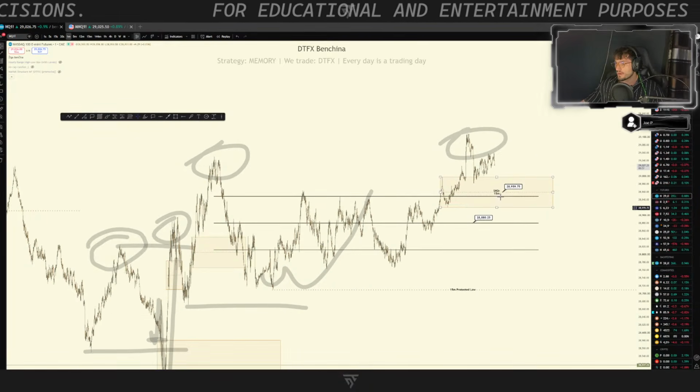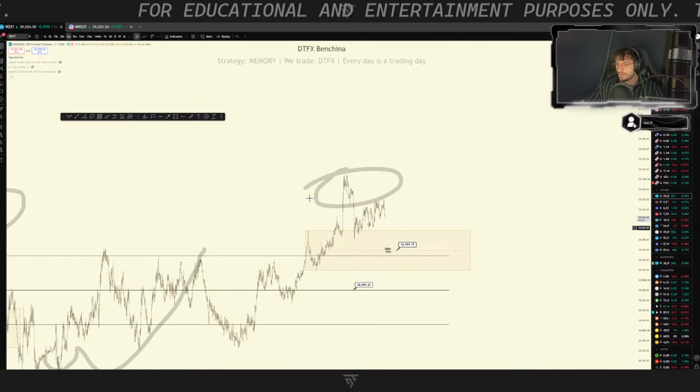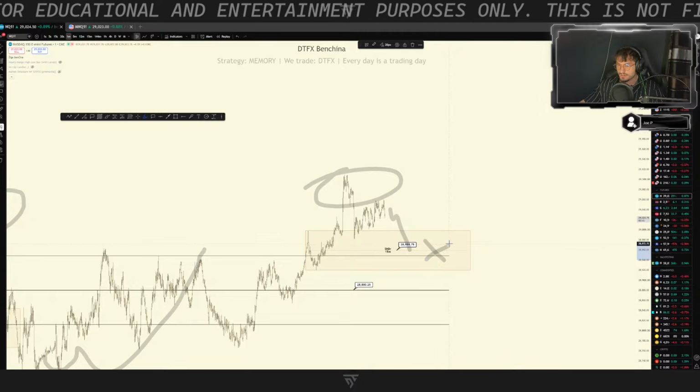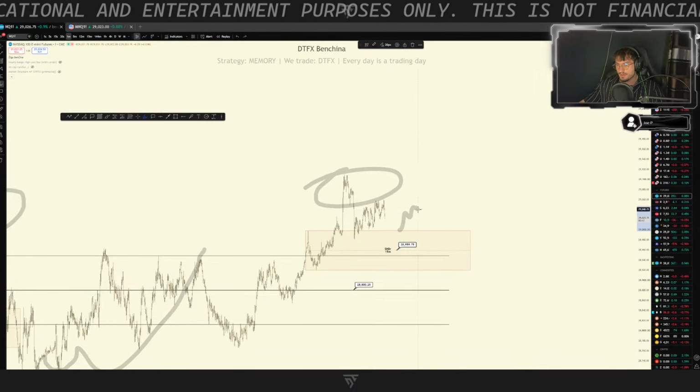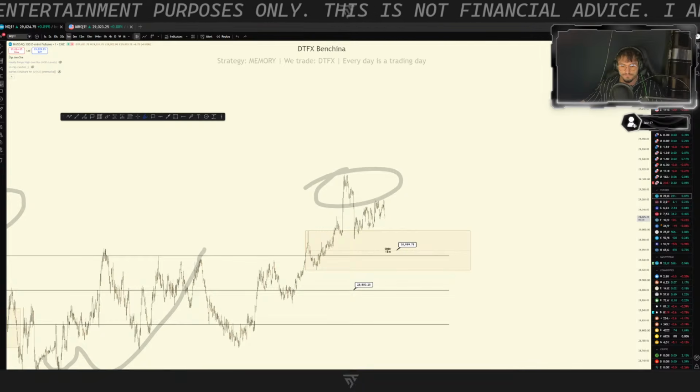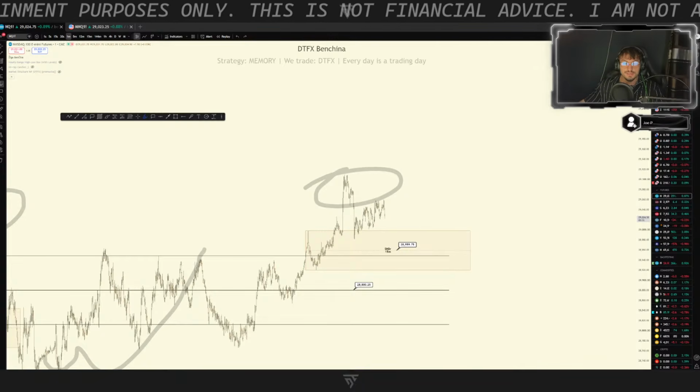So market open in 1 minute. If this does go down and trades directly into the zone, I will not be taking it, right? If this goes higher and then trades back into the zone, then I might consider taking the zone, right?